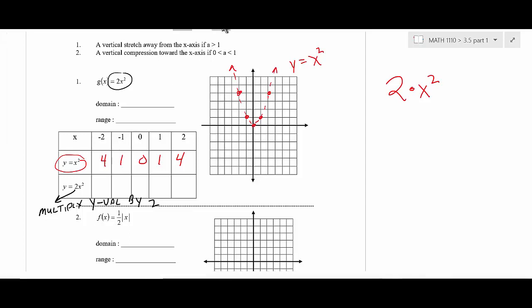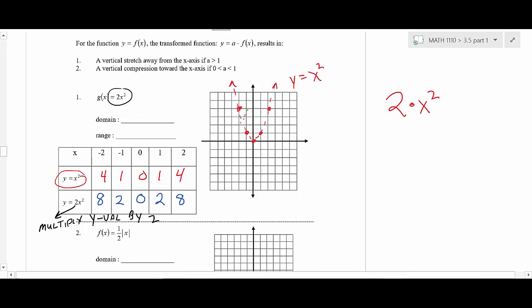2 times 4 is 8. 1 times 2 is 2. 0 times 2 is 0. 1 times 2 is 2. 4 times 2 is 8. So that's what that 2 does. It multiplies, okay? So now what's going to happen if you plot those points on this graph?